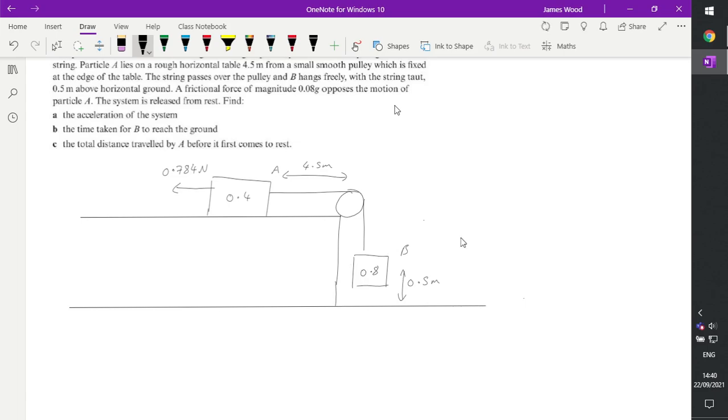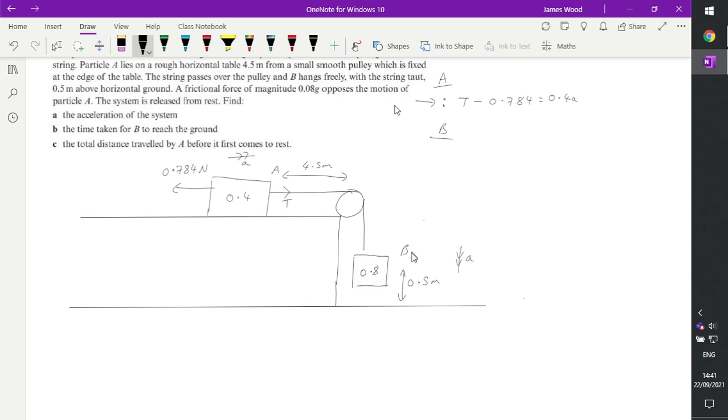Assuming this is an inextensible string, they're going to accelerate at the same rate. B is going to accelerate downwards, and A is going to accelerate to the right. Let's do the same as we did before. Let's make an equation for A and an equation for B. For A, I'm going to resolve to the right because that's the direction it's accelerating. There's going to be a force in the string of T. So it's going to be T minus 0.784 equals ma, so 0.4a.